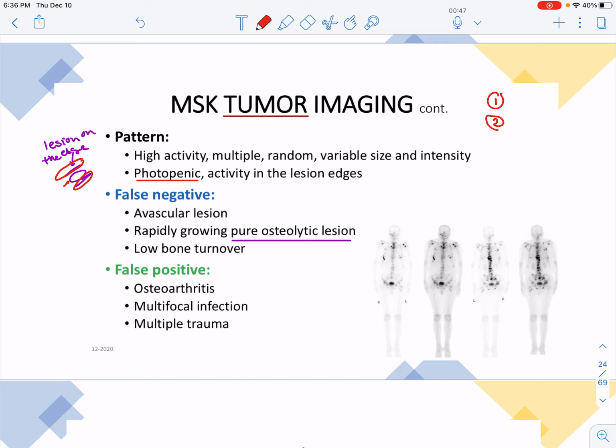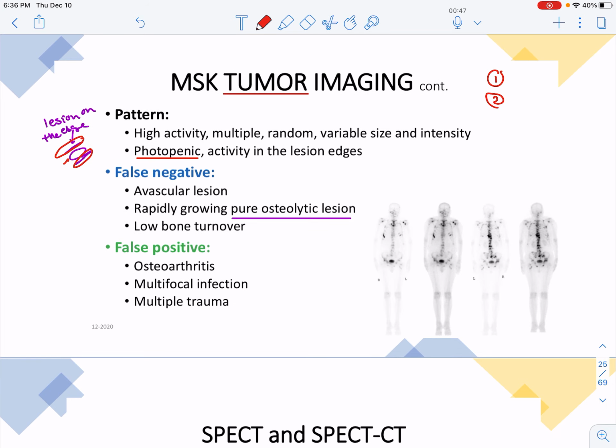كمان ايش الموداليتي اللي المفروض نستخدمها. مين كان يخلينا نشوف الإكزام ما هو correctly إذا كان في false negative or false positive. So false negative لو كان avascular lesion, it's going to be photopenic and we cannot detect it. زي ما قلنا هنا احنا we are detecting the osteoblastic activity.